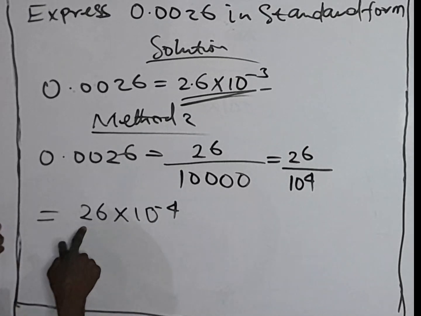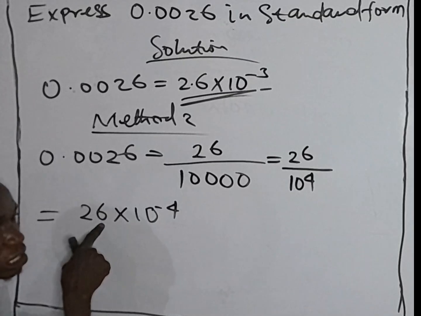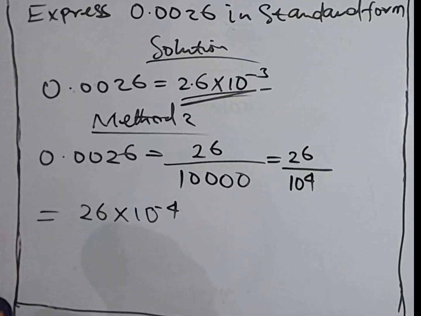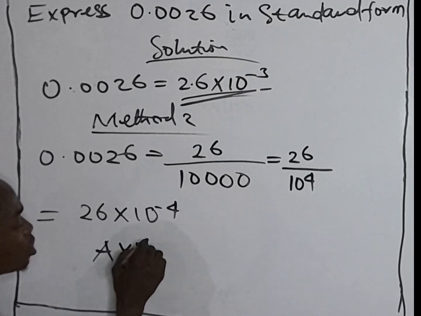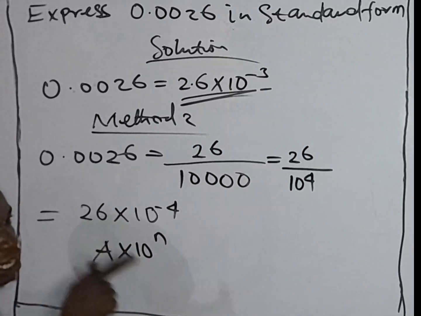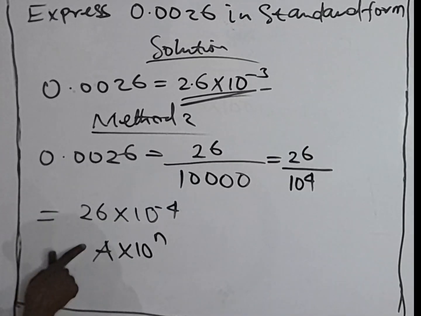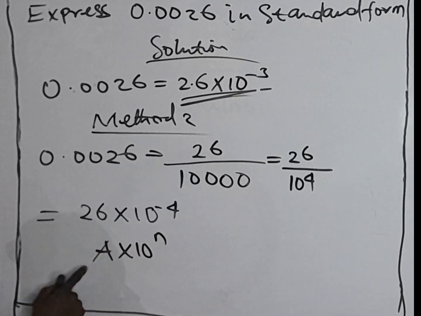So now, if I have something like this, the next thing to do is what? But if you're observant enough, you see that this thing is not in standard form because I'm having 26 here. From the definition of standard form, I have something like a times 10 raised to power n, where my a will be a number that lies between 1 to 9. That means it should not be above 9. So if I leave it like this, this number is above 9, right? Therefore, it's not in standard form.